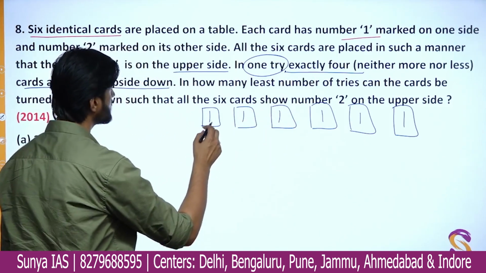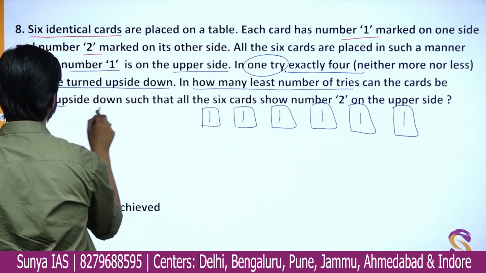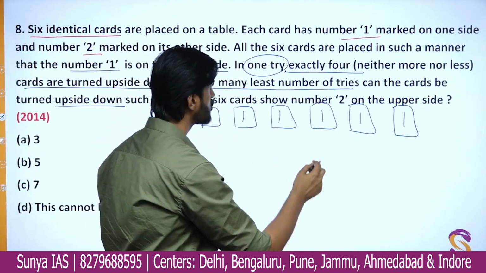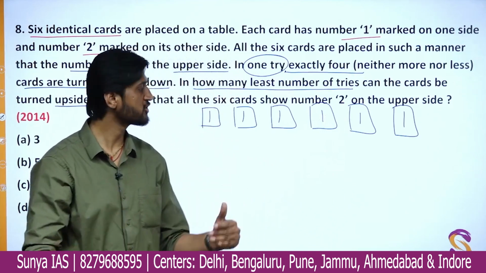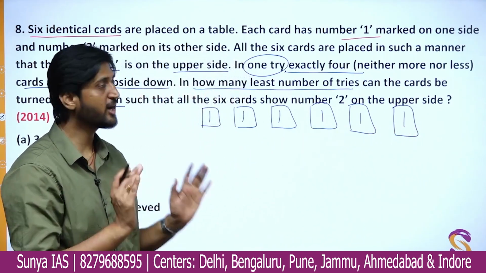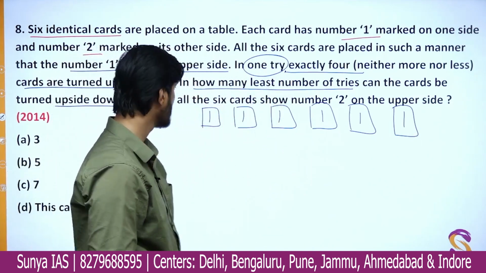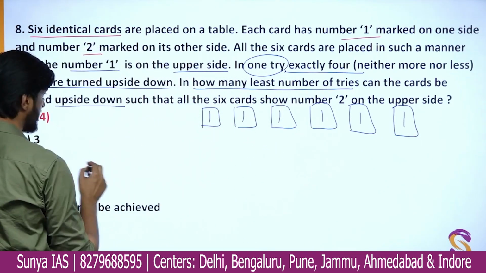So the question says, in how many least number of tries can the cards be turned upside down such that all the 6 cards show the number 2? So now you have to actually flip all the 6 cards in such a way that they are showing 2. But the catch is, in one try you can flip exactly 4 cards. So let us try. So suppose we give the first try.